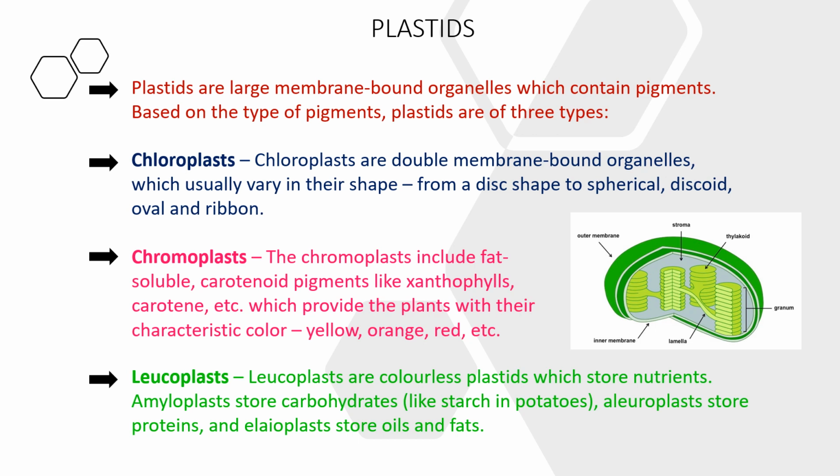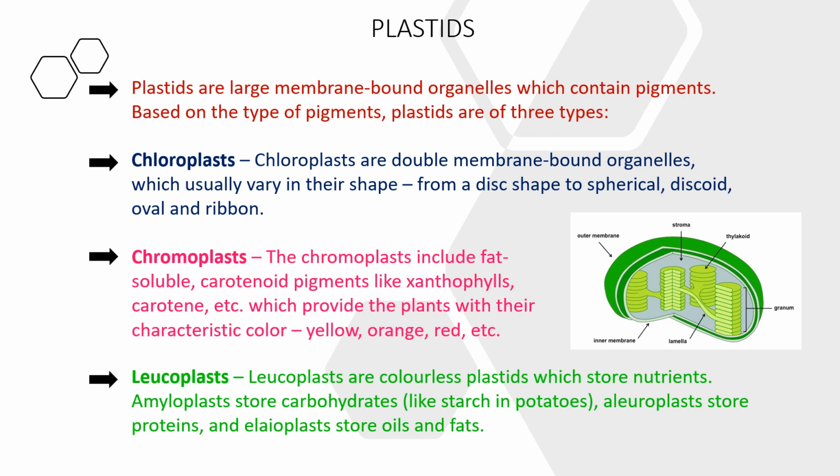So we have a picture of chloroplasts. Chloroplasts also have some parts. Let us discuss that. Chloroplasts are present in the mesophyll cells of leaves. So where are chloroplasts present in plants? They are present in the mesophyll cells of leaves. These are responsible for trapping light energy for photosynthesis.